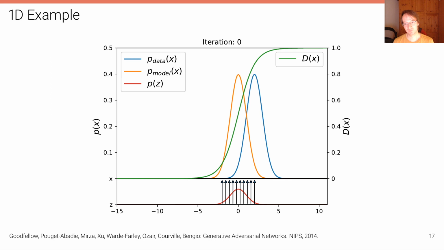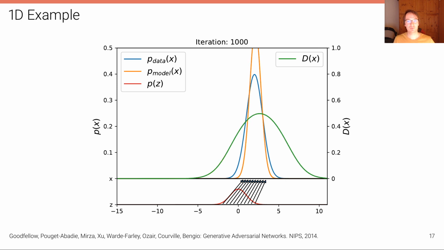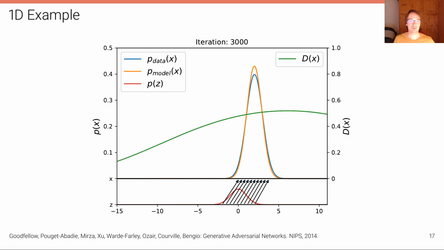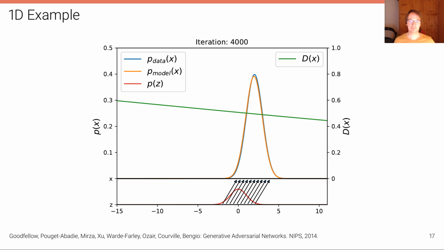Here's another example. We're again starting with the same prior and identity generator, but now we're having a data distribution that's slightly shifted to the right and that has the same standard deviation as the model distribution. And if we run this two-player game, we can see how the model distribution oscillates a little bit around the data distribution, but ultimately converges to the data distribution with a discriminator that's roughly 0.5 everywhere.